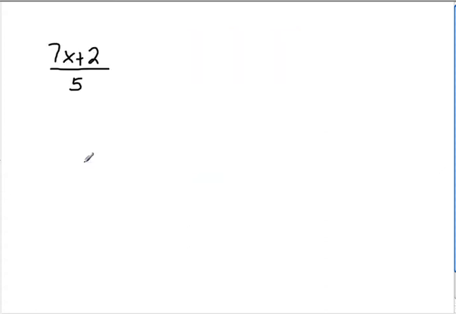We got this division problem. And it's a fraction, but we can also think of this as a division problem because (7x plus 2) over 5 is the same thing as (7x plus 2) divided by 5. And remember that dividing by something is the same as multiplying by its reciprocal.